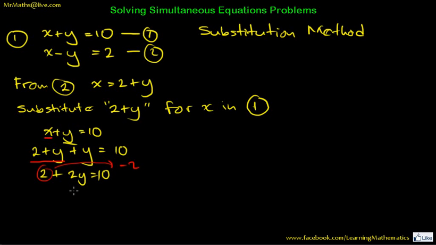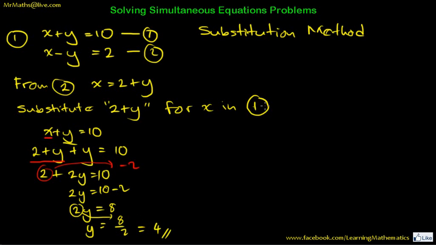So now after I move 2 to the right hand side, it becomes 2y equal to 10 minus 2, which is 2y equal to 8. So y is equal to 8 over 2, because I just moved 2 to the right hand side. So y is 4. Still consistent with the first method, elimination method, that I just demonstrated to you just now. Okay, now we have found the value of y, which is 4.